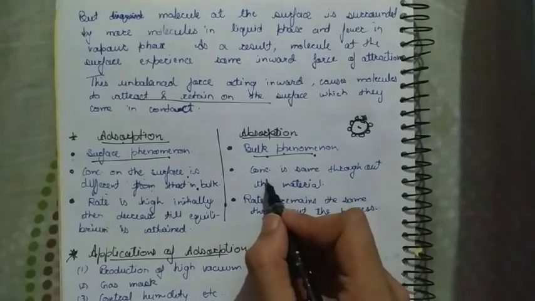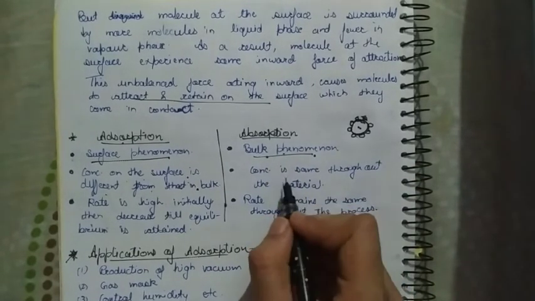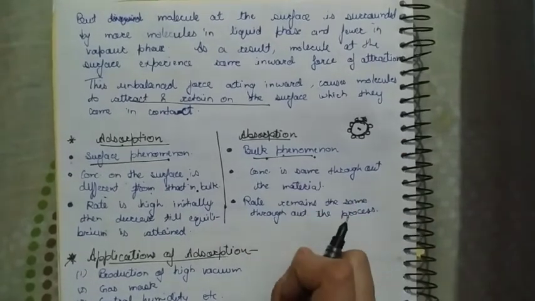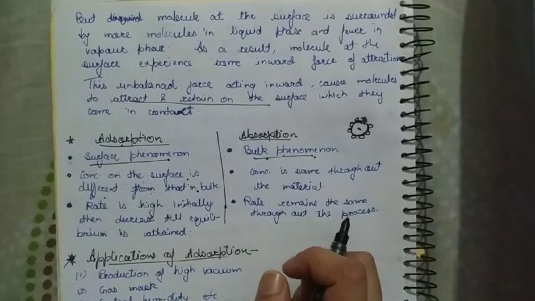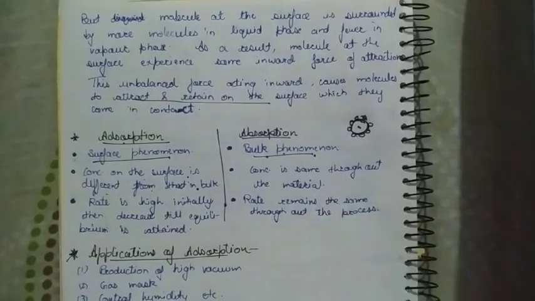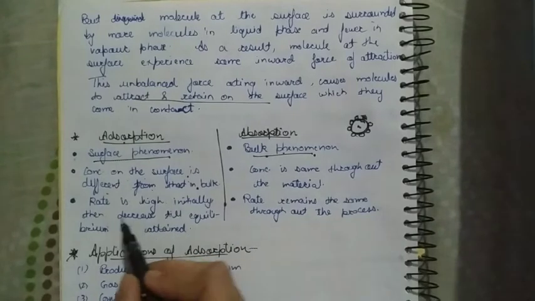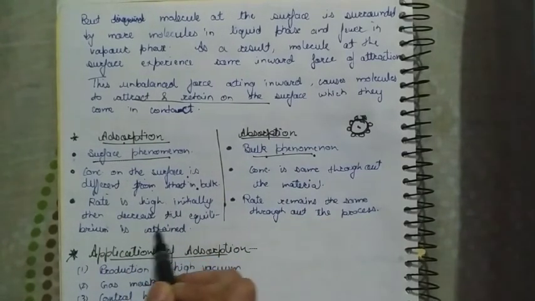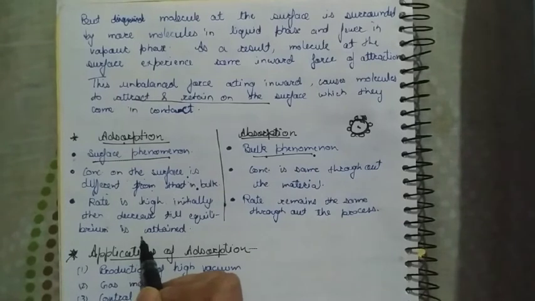It is well understood. Whereas in case of absorption, the concentration is same throughout, because the sponge can absorb water and water enters inside it, so the concentration is same throughout. पानी स्पॉन्ज के अंदर गया है तो स्पॉन्ज के बाहर भी लगा है और अंदर भी लगा है, तो कंसंट्रेशन सेम है. Rate is high initially, then it decreases till the equilibrium is attained.